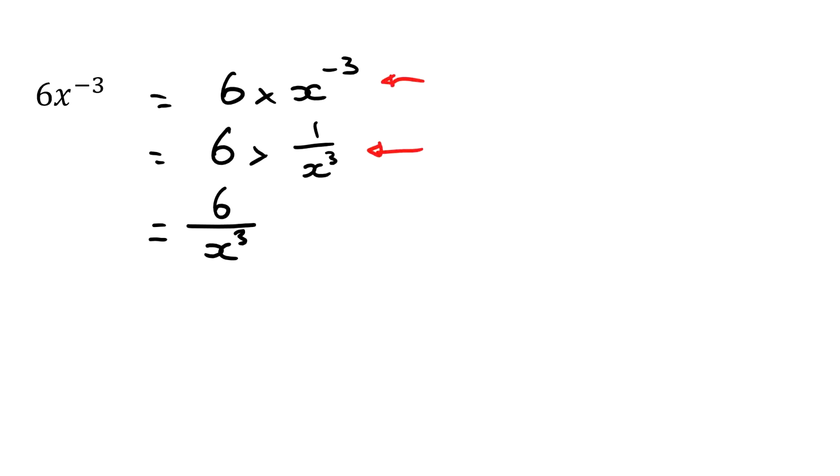If you look at our main question, you can look at it and go, oh, x is to the negative 3, there's no brackets, so the x to the power of 3 is on the bottom, so I know it's going to go straight to 6 over x to the 3.